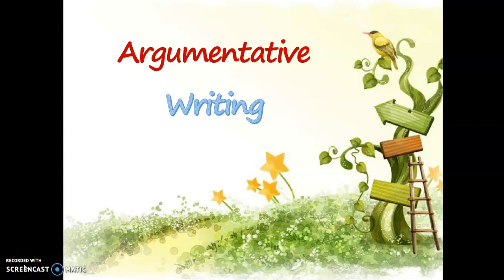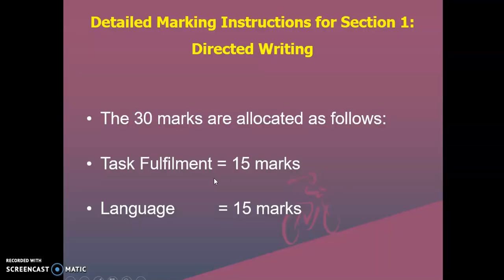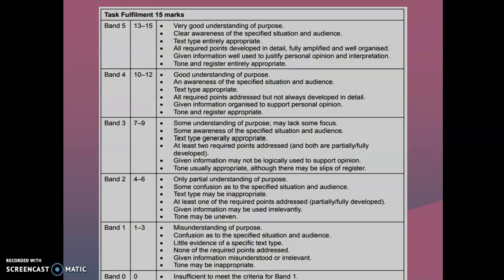The topic for today is argumentative writing. An argumentative essay is a type of essay that presents arguments on both sides of an issue. There will be 30 marks allocated for argumentative writing. There will be 15 marks for task fulfillment and another 15 marks allocated for language alone. We are looking into the marking scheme for the 1123 English language paper.